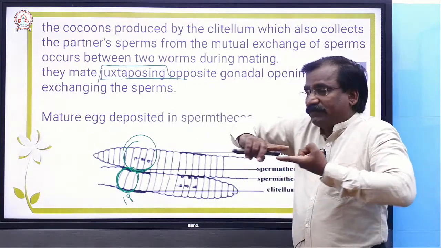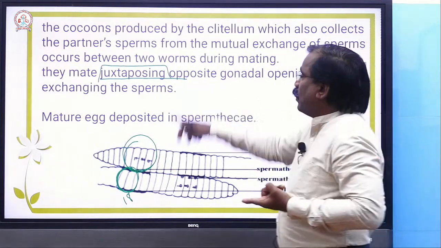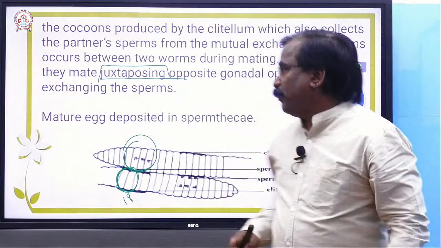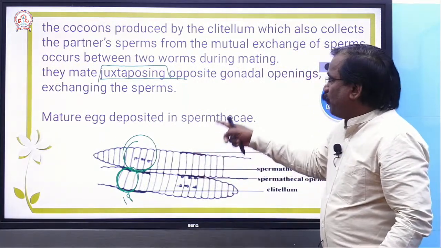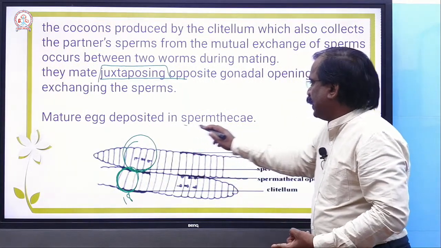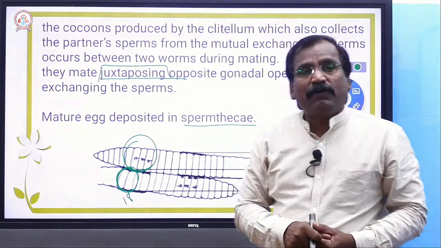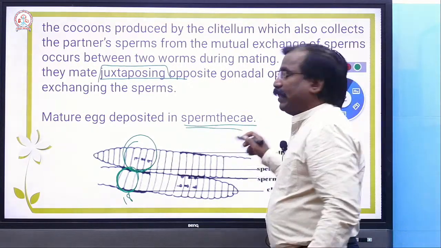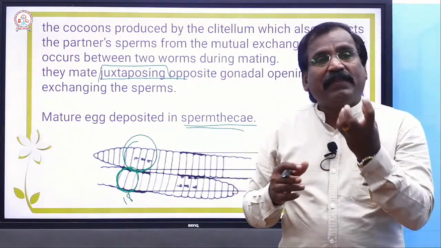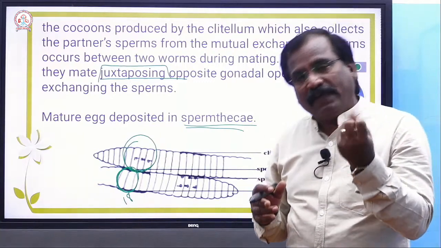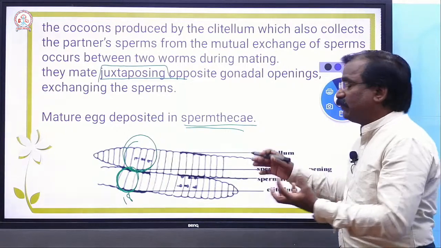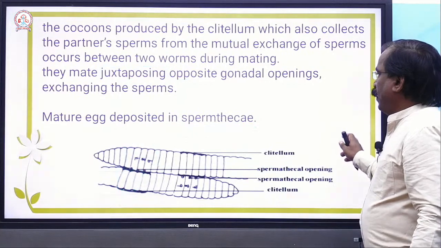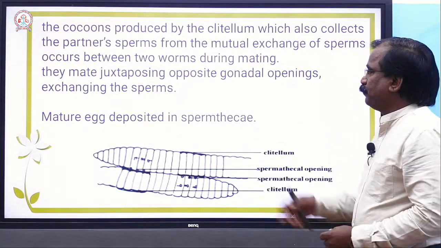Okay, the spermathecal openings, this position is called juxtaposing. And at this time the male releases the spermatozoa, which are deposited into the spermathecae. The spermathecae receive the spermatozoa, and now the spermatheca is filled with spermatozoa. This process is called copulation or mating, the reproduction we are discussing.